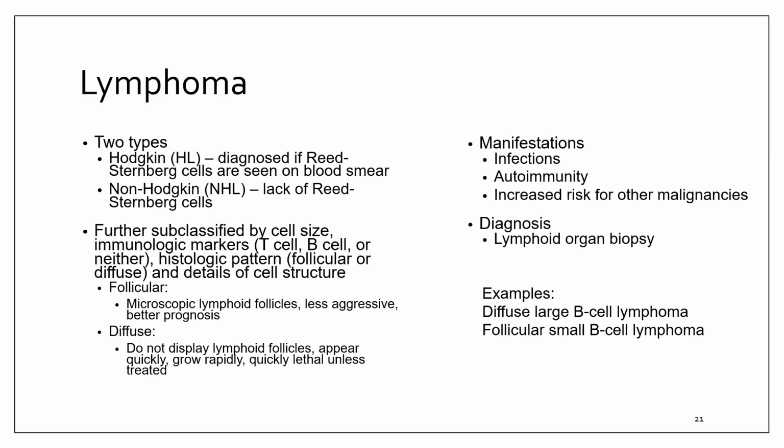Next, we have non-Hodgkin's lymphoma, or NHL. This is basically all lymphomas that are not Hodgkin's, which is a lot of them. So NHLs lack the Reed-Sternberg cells. They can arise from B cells, T cells, or NK cells.